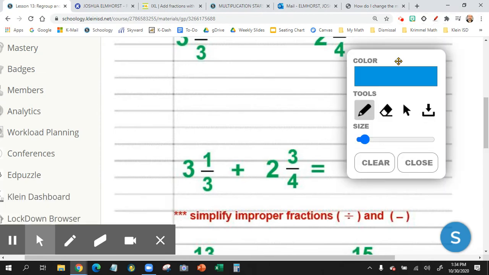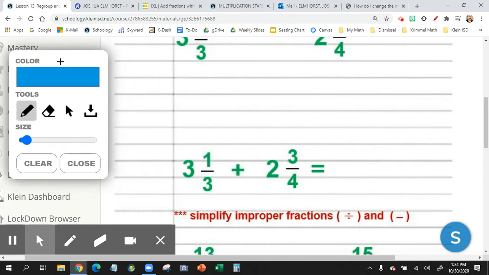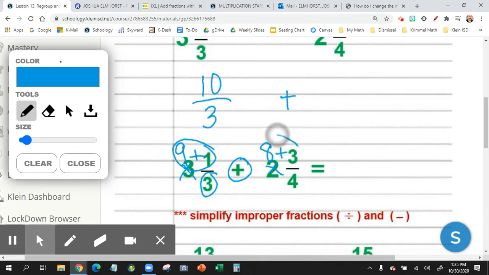So we got 3 1/3. So 3 times 3 is 9. 9 plus 1 is going to be 10. And we have 10 parts over 3, plus 4 times 2 is 8. And then 8 plus 3 is going to be 11. And that's going to be over 4. So we have 10/3 plus 11/4.